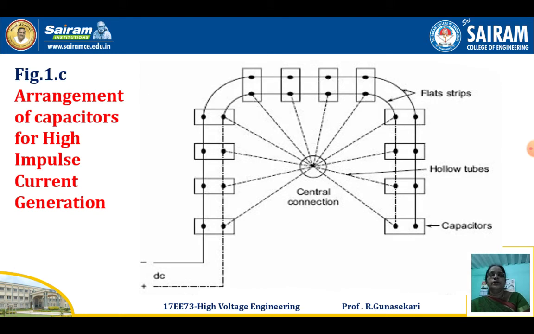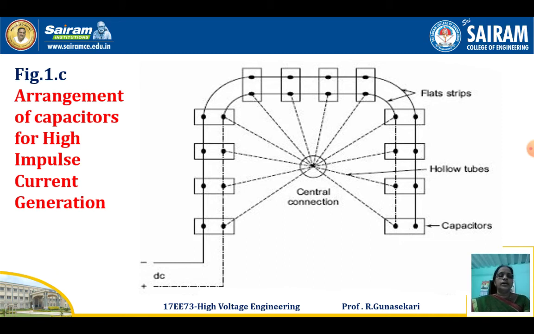This is the arrangement of capacitors for high impulse current generation. You see the DC power supply, and this center circle is the central connection. The crossed dotted lines are hollow tubes only. How many capacitors? Left-hand side 4, right-hand side 4, and horizontally 4. Totally 12 capacitors are there.